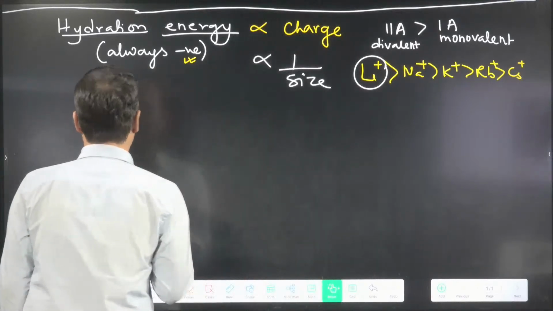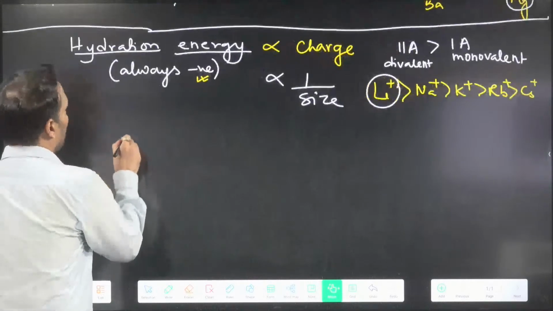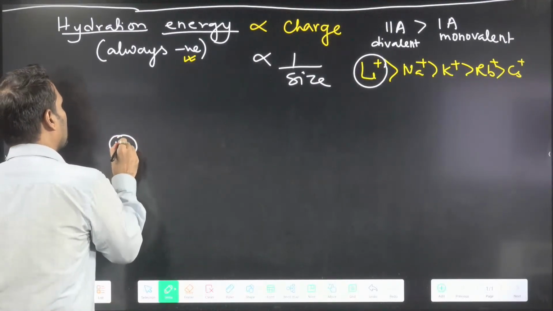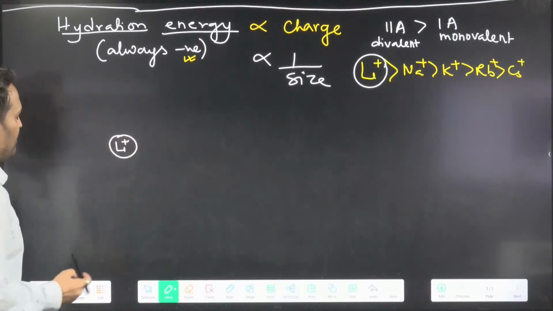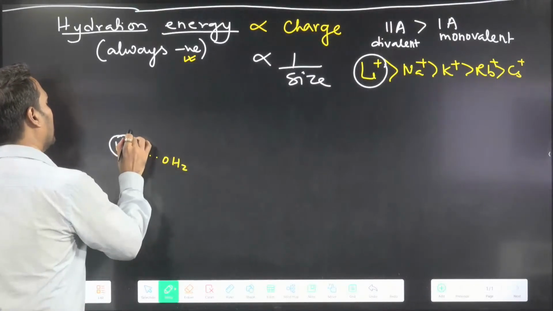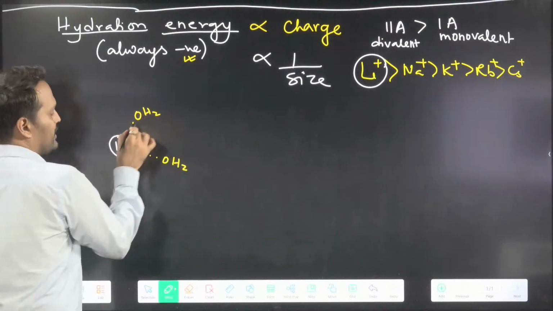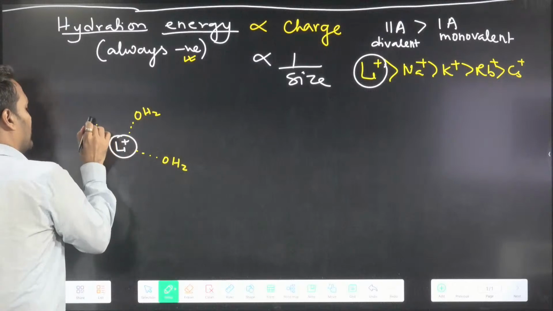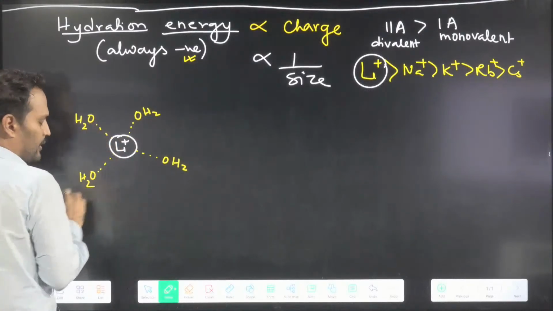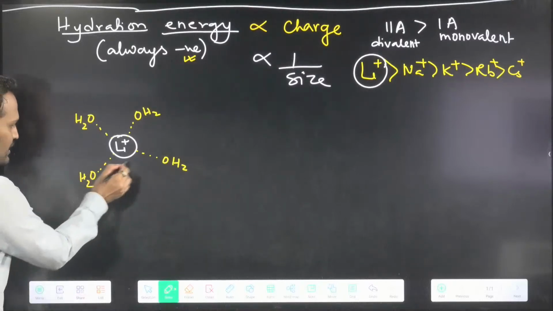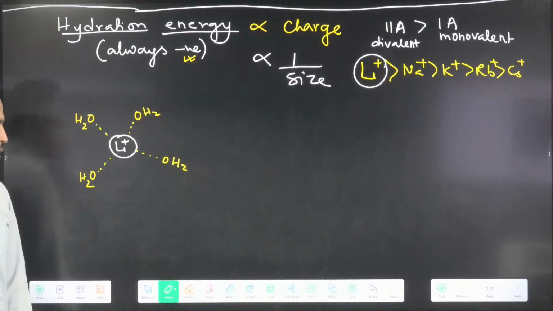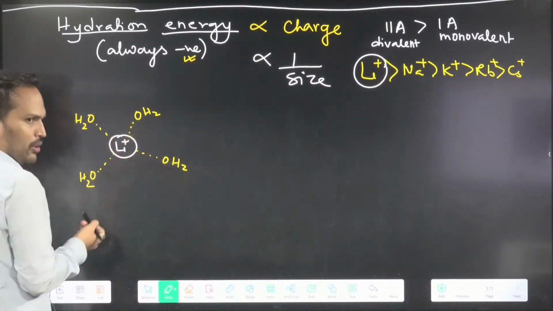Now let's take an example. Suppose this is your lithium. Everyone knows, sir, lithium is a small cation. When you put it in water, what will happen? The negative part of water, oxygen, will come and start making a bond with it. When a bond is formed, energy is released. This is not actually a covalent bond, don't make it that way. An interaction is going on.